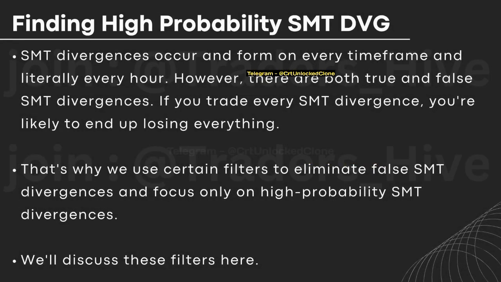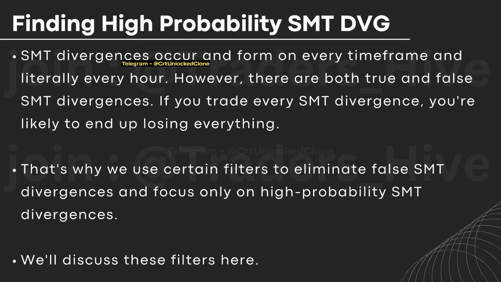Now, moving on to the next slide, here we're going to discuss how we can accurately identify and find high probability SMT divergences and avoid the lower probability ones, right? The reason this topic is so important is because we've got two types of SMT. We've got true SMT that occurs at specific times and places, and then we've got false SMT divergences that form at random places, which serve the purpose of confusing and manipulating traders, right?